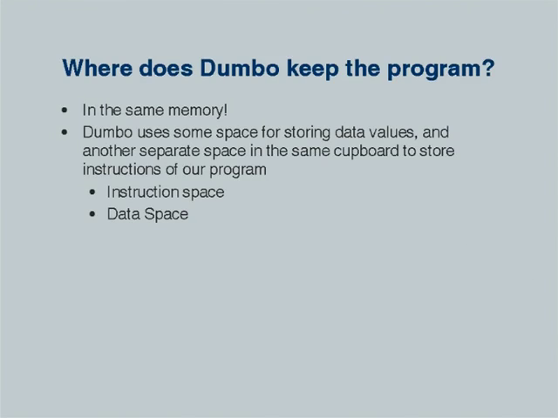Where does Dumbo keep the program? Remember, we started by assuming that Dumbo cannot remember anything. Yes, Dumbo cannot remember anything. So what Dumbo does is, it uses some space from the same cupboard. It has one big cupboard. It uses some space of that cupboard to store data values, and some other space to store the instructions of my program. Logically, these two are separated out.